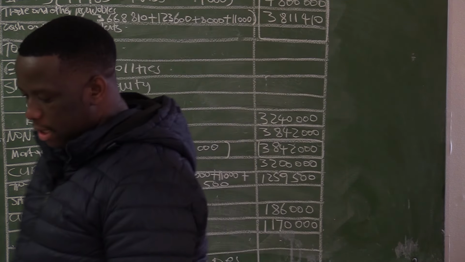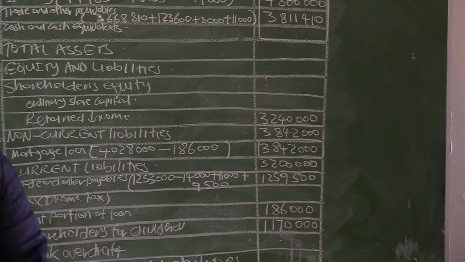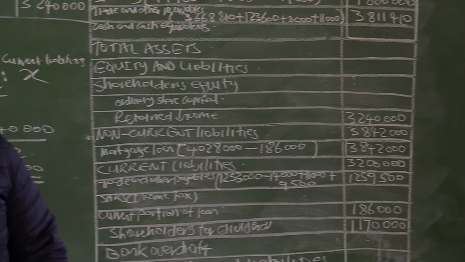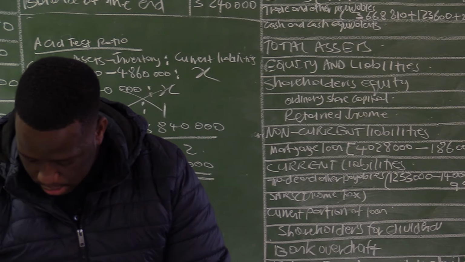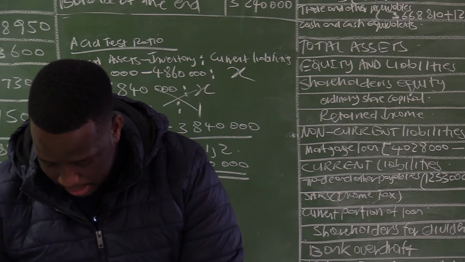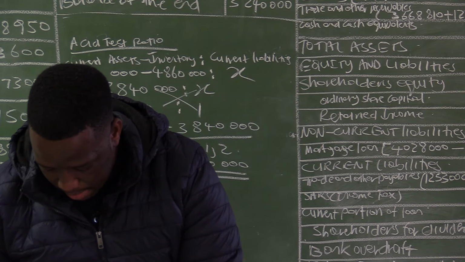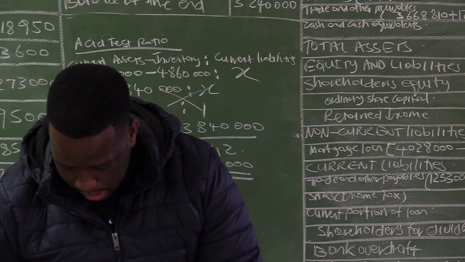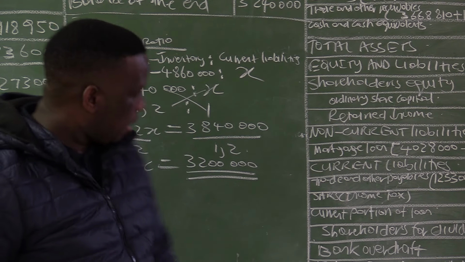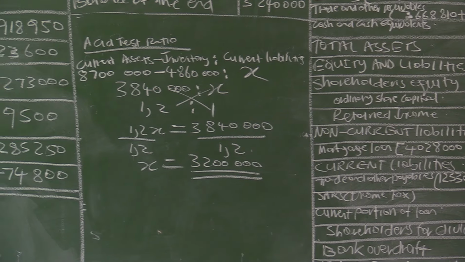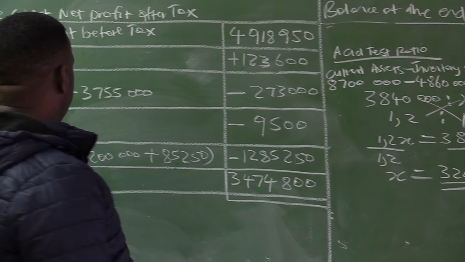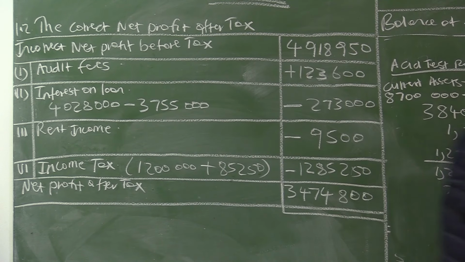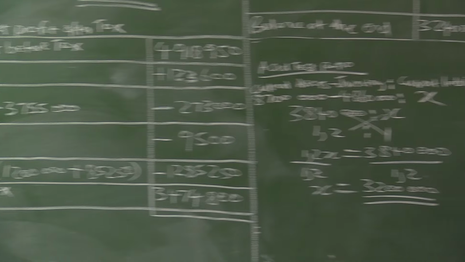SARS income tax. We were told here that there was a transaction which told us about the amount that we are owing to SARS, and that amount is 85,250. That's the amount that we are owing to SARS.